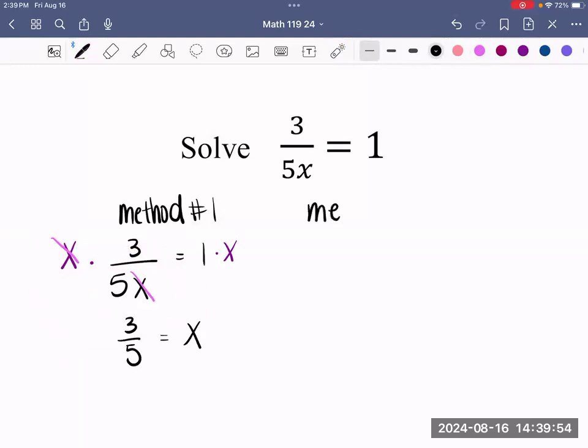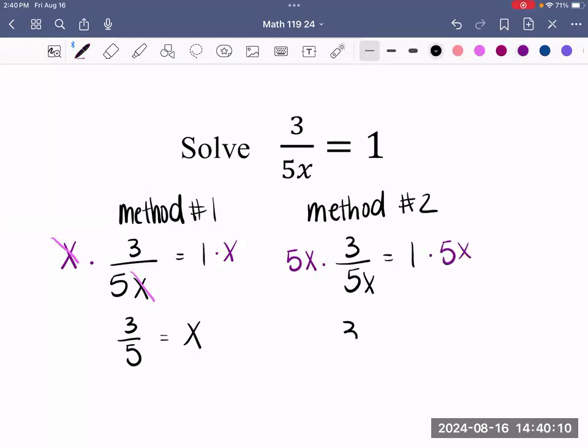Now let's say you didn't multiply by just your x. Instead, you multiplied by perhaps your whole 5x. So you multiplied that over. Not a big deal. You're just left with 3 is equal to 5x. And then from there, noticing that your coefficient is attached directly to your variable through multiplication, you divide out that 5. And you're left with the same answer.